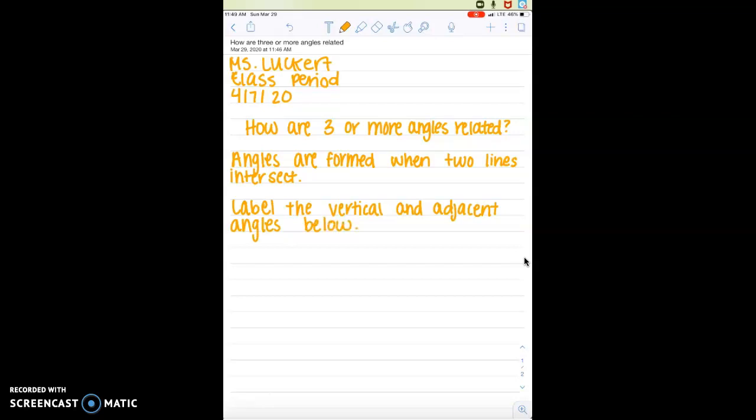So we are going to draw a straight line, and then we're going to draw a slanted line going through it. And then we're going to start labeling some angles. So our first angle here, we are going to label as angle D, the second one as angle A, this one down here as angle C, and finally angle B.